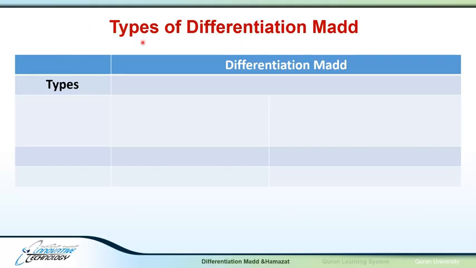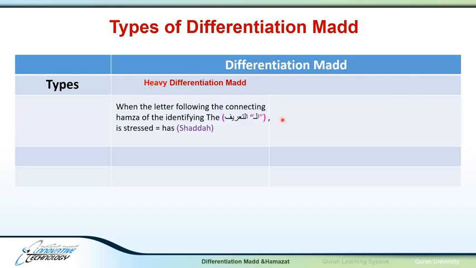Now, we're going to discuss the 2 types of differentiation mad. There is a heavy differentiation mad and a light one. The heavy differentiation mad occurs when the letter following the connecting hamza of the al-ta'rif, the identifying "the", is stressed with a shadda. Let's look at the example, Allah. We'll find that what follows al-ta'rif of Lafd al-Jalala, Allah, the second lam of Allah has a shadda as we see here. A second example, al-Dhakarain, we find that the al-ta'rif is followed by a dhal with a shadda.